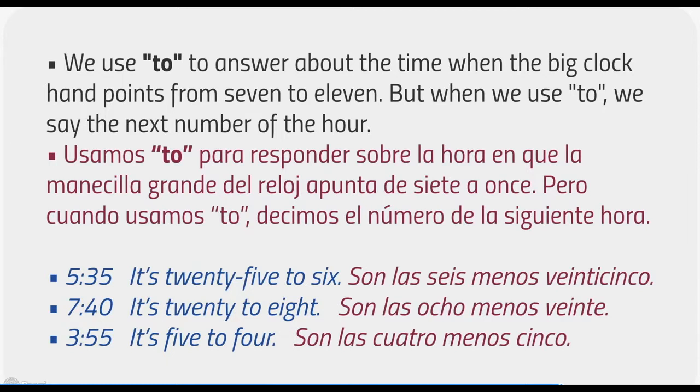We use to answer about the time when the big clock hand points from 7 to 11. But when we use to, we say the next number of the hour. Examples: it's 25 to 6. It's 20 to 8. It's 5 to 4.